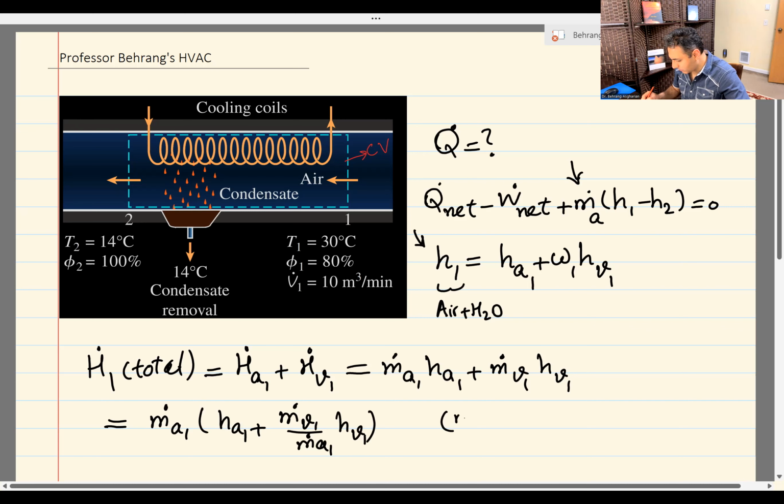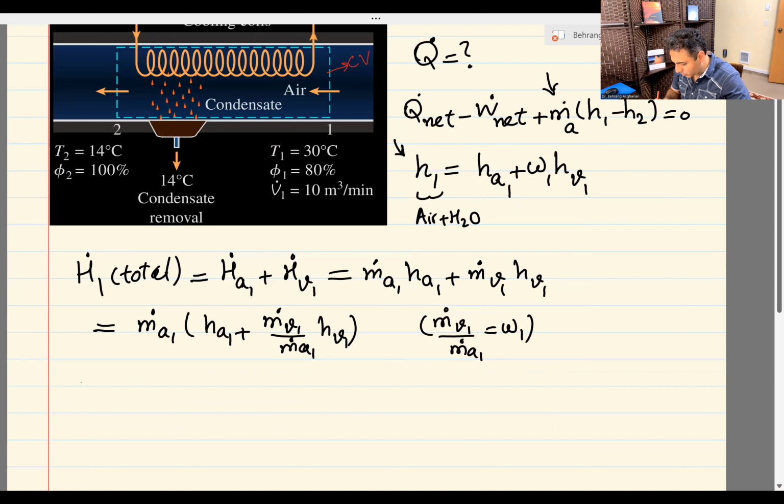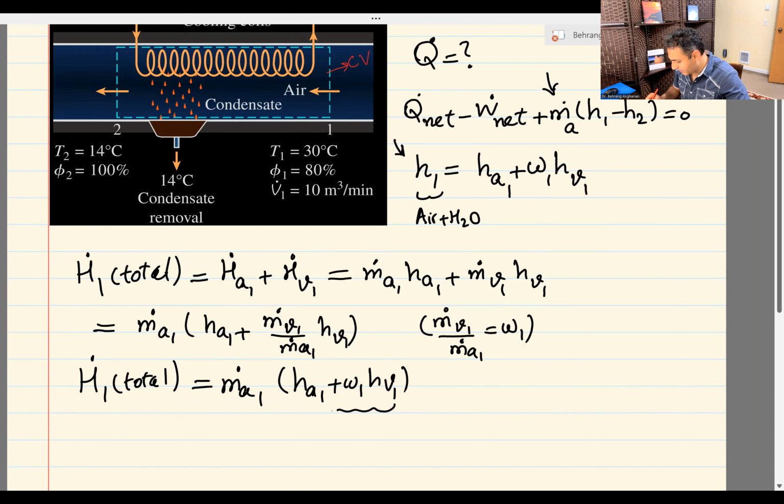Well, here's the thing. We already know that's the background knowledge that I asked for. m dot V1 over m dot of dry air at 1 is basically omega 1. So this is why the total enthalpy rate at the inlet becomes easily m dot of dry air at 1 times (HA1 plus omega 1 times HV1), like this. And this term, we call this H1.